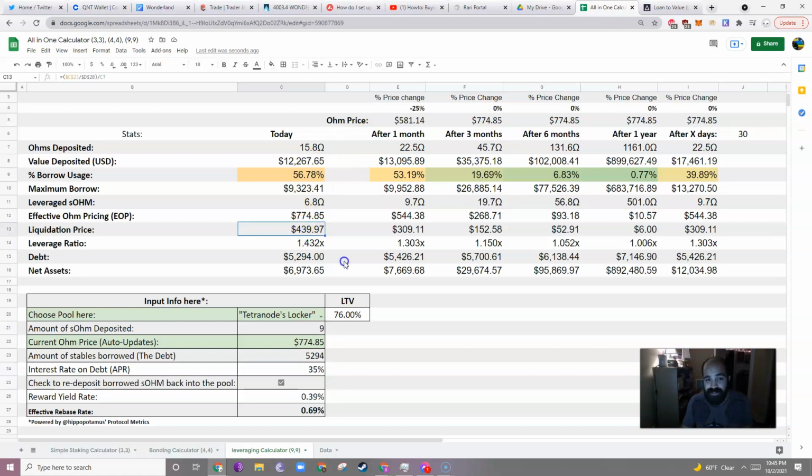And your liquidation price is 439. So if the price hit 439, boom, all gone, liquidated. Not good. You do not want that to happen. Bad times ahead. So, sure, is that likely? Maybe not. But could it happen? Absolutely. You never know what's going to happen in crypto.